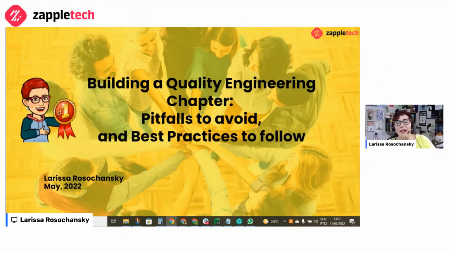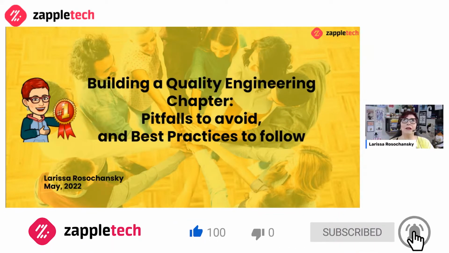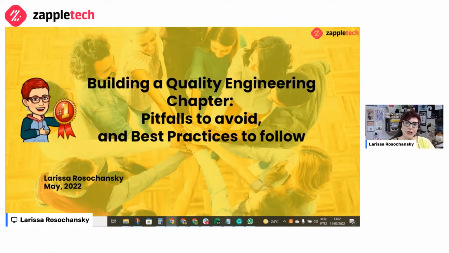So today we are going to talk not as much about automation, but how to build a community, a quality engineering chapter. What we are going to discuss is what a chapter is, how we can create a quality engineering chapter, but most of all, some best practices to follow, pitfalls to avoid, and I will share a little bit about my experience in creating one chapter during the pandemic.